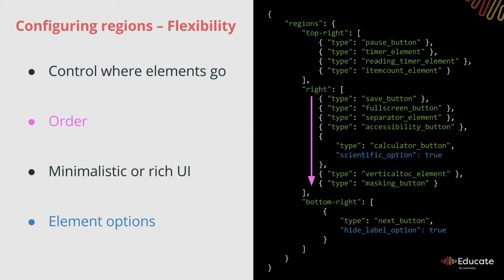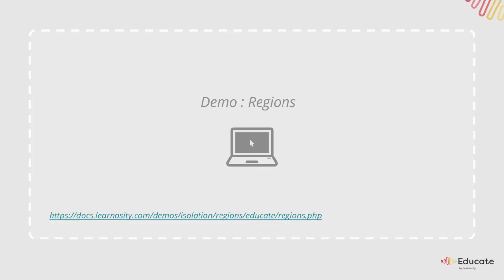Or if you want to have a button, say the next button, but you don't want the text for next, you will use the hide label option, and that will only show the little icon. Having that gives you ways to have a very minimalistic player if you want to. If you don't want any distraction, you might only want the next button in the bottom right region and nothing else. But you can also use all that we offer and have it all enabled.